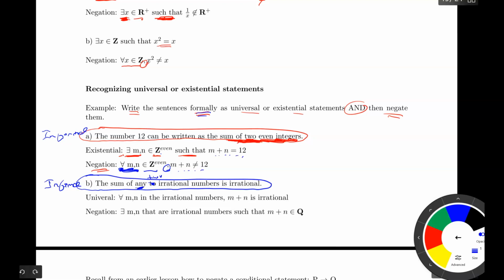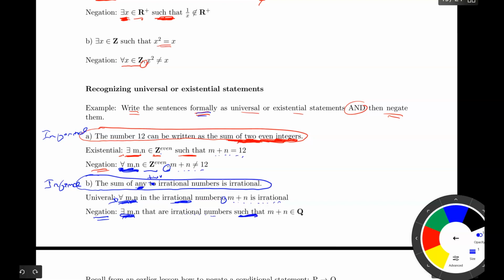So that's any two. That sounds universal to me. For any m and n, and there's no symbol for irrational, so you just have to say the words. For any m and n in the irrational numbers, and since it's a universal, for every, comma, m plus n is irrational. Okay? So then let's take the negation. Undoing the universal gives me a "there exists," keeping them in the irrational numbers there. Since it's a "there exists," we have to have the words "such that," and then we're going to undo this, right? So not irrational is the way of saying rational.